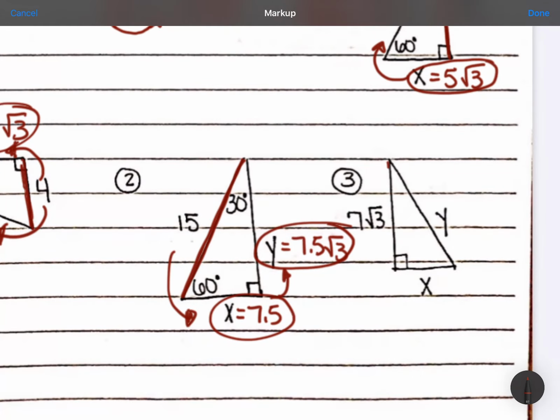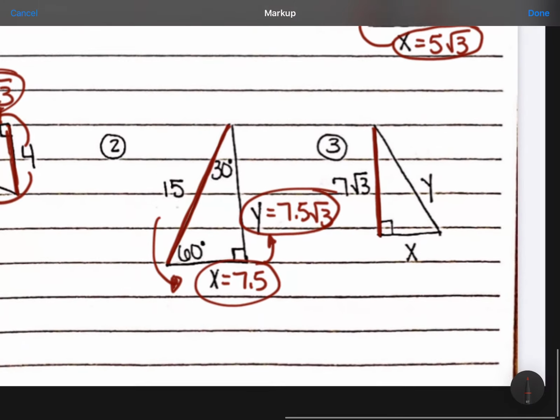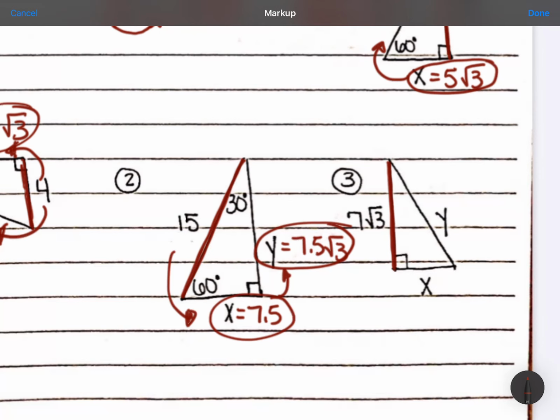Number 3, they've given us the long leg, so this is where I need my equations. Some of you can already see the pattern and already had the answer very quickly, but I'm going to say that my long leg is equal to my short leg times radical 3. And what's going to happen to those radical 3's when you divide? They're going to cancel. So x equals 7. Now that I know my short leg, to get to the hypotenuse, what do you do? You double it. So my hypotenuse is 14.